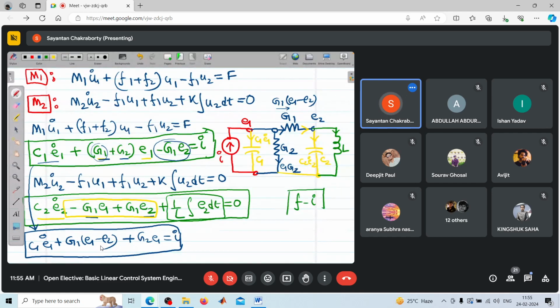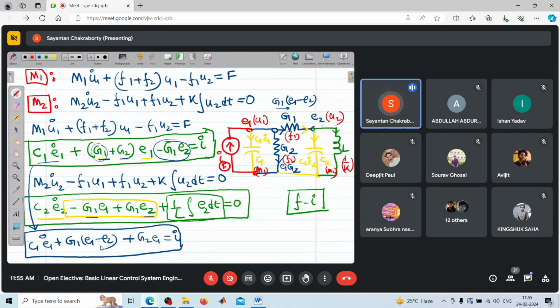force current analogy model. And this I represents the force F. Okay. This C1 represents mass M1, C2 represents mass M2. This L represents 1 by K. This G1 represents F1, G2 represents F2, right? And this E1 represents U1, and this represents U2.